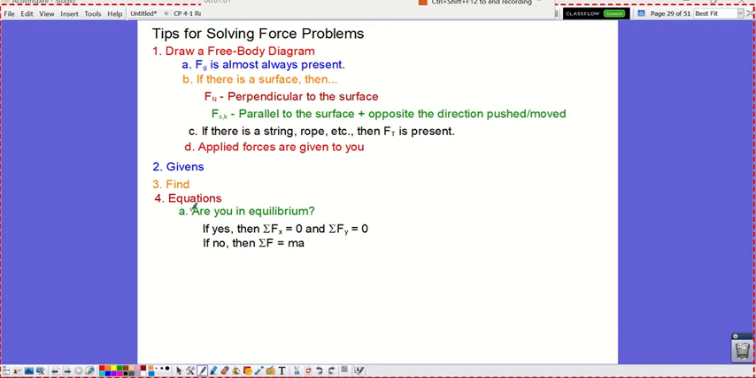And then for the equations, are you in equilibrium? If yes, you're going to use the equations that the net force in the x direction is 0. They balance each other out. And the net force in the y direction is 0. They're going to balance each other out. If you're not in equilibrium, if you are accelerating, you'll use the bottom equation. We'll get there eventually. Right now we're working on equilibrium problems, so we're going to end up using these equations.